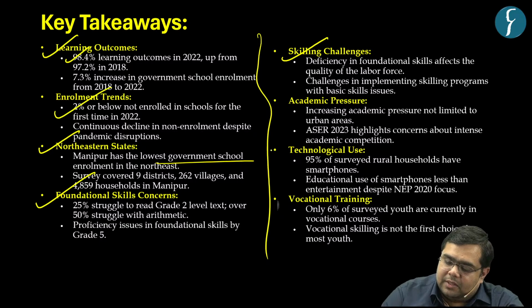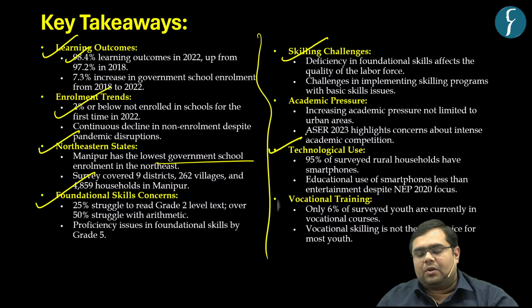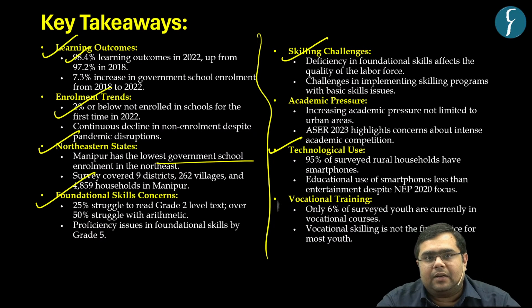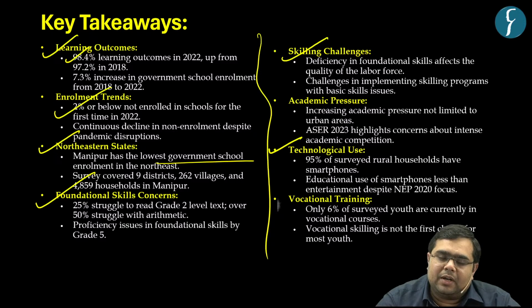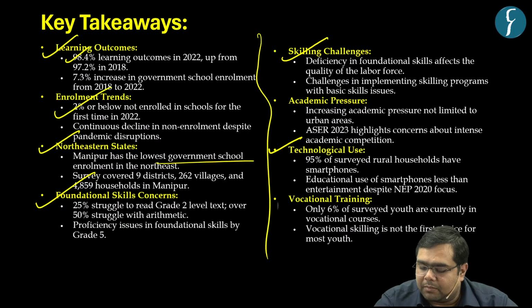Then it also focused on another aspect that the NEP 2020 has talked about, the use of technology in education. What they found out was that almost all households, even in rural India, now own a smartphone, but that smartphone is unfortunately not used for academic purposes, it is used more for entertainment.